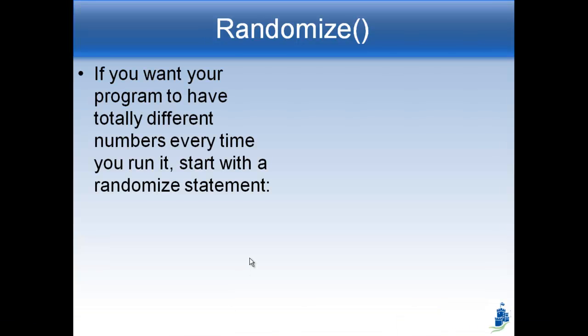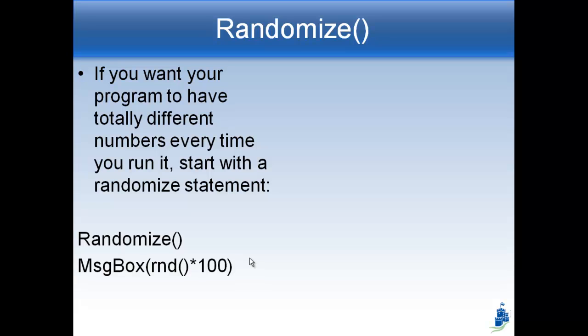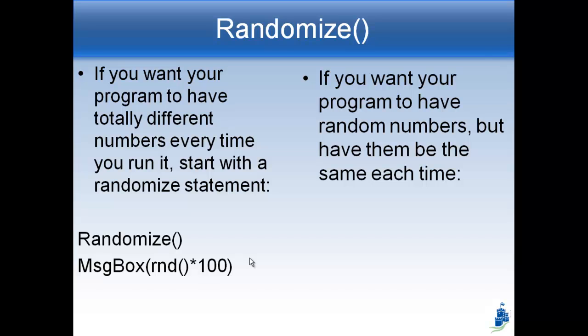If you want your program to have totally different numbers every time you run it, you do a randomize first, and then you do your rand stuff. Now you only have to do this randomize once. If you have lots of random numbers in your program, you just have to do it once. If you want to have the same random numbers each time you run the program, then you don't do the randomize. You can just have your rand in there normally.